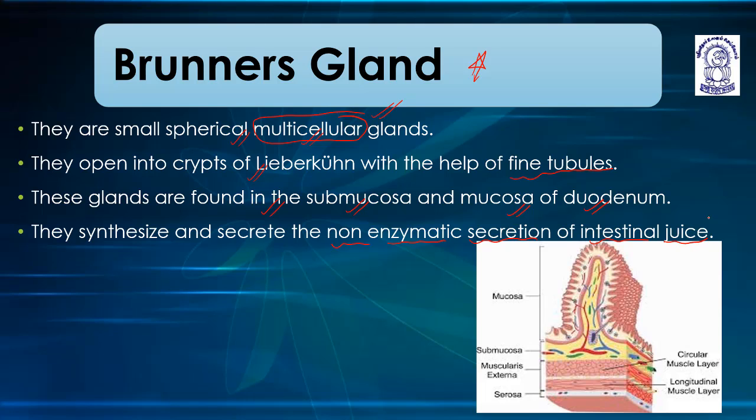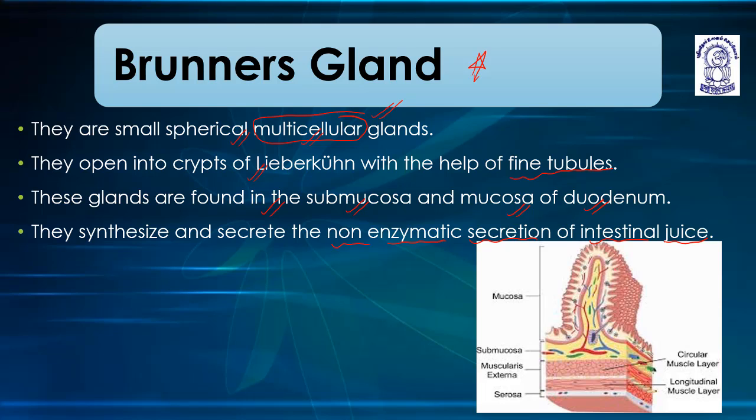So the Brunner's glands are small, spherical, multicellular glands. They open into crypts of Lieberkühn with the help of fine tubules. The glands are present in the submucosa and the mucosal region of the duodenum. They synthesize and secrete the non-enzymatic secretion of intestinal juices.